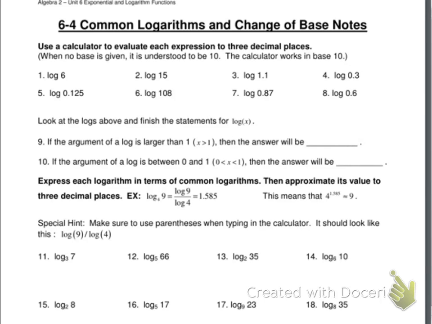Okay, so today, or this next lesson, we're going to look at common logarithms and change of base. And these are just two new terms with logarithms.